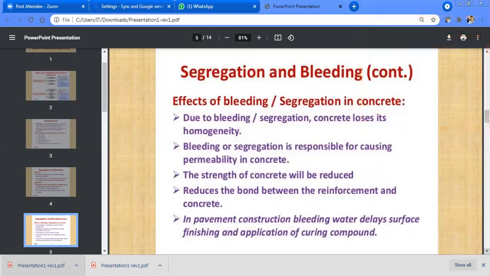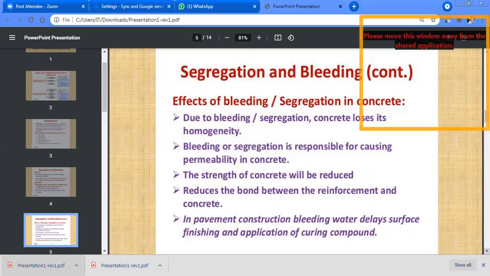Let's suppose we go for the higher content, so the bleeding will come. When the bleeding comes, it will not attain the required durability. Due to bleeding and segregation, concrete loses its homogeneity. You know our concrete is homogeneous, so it will lose its homogeneity.